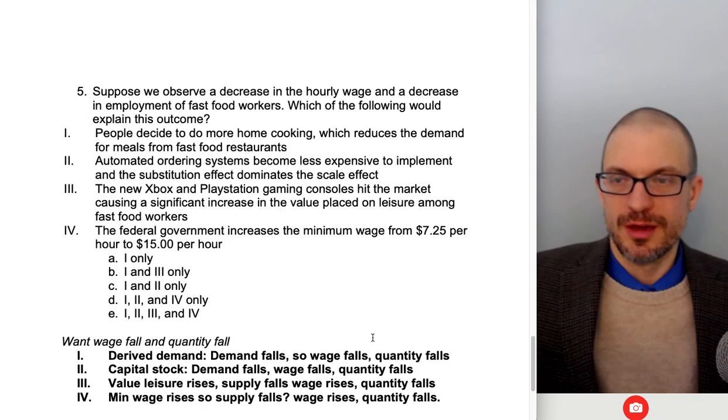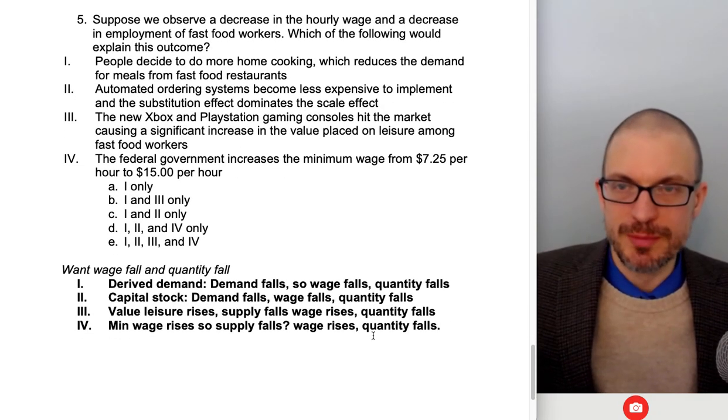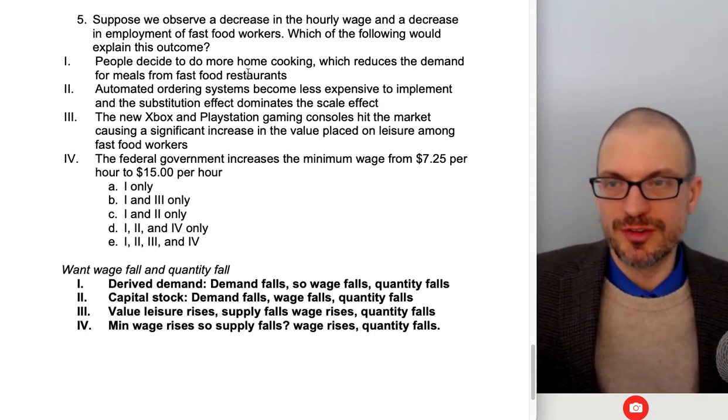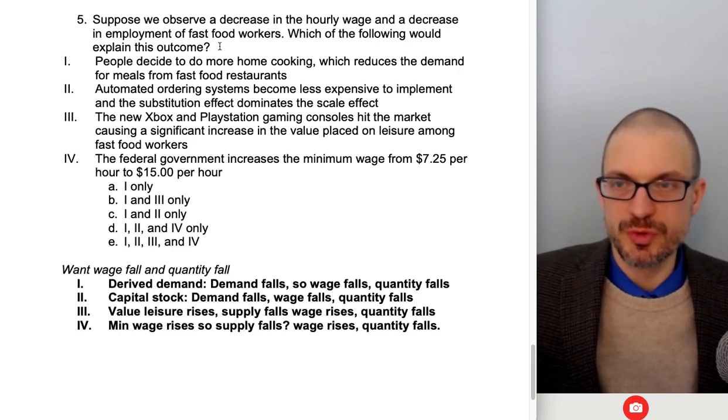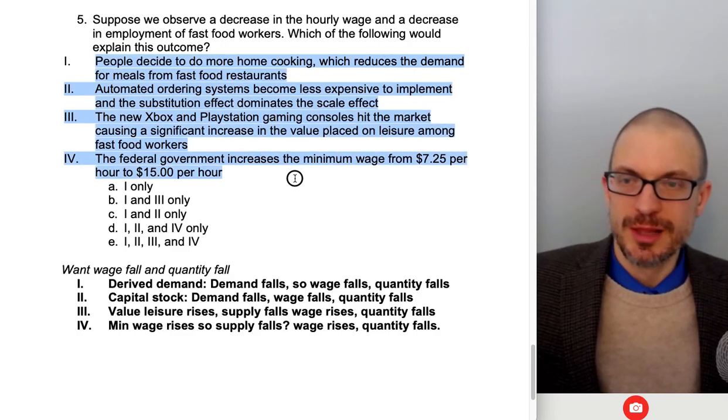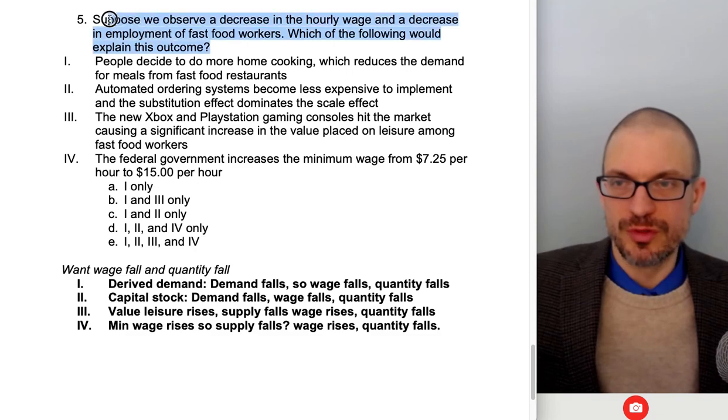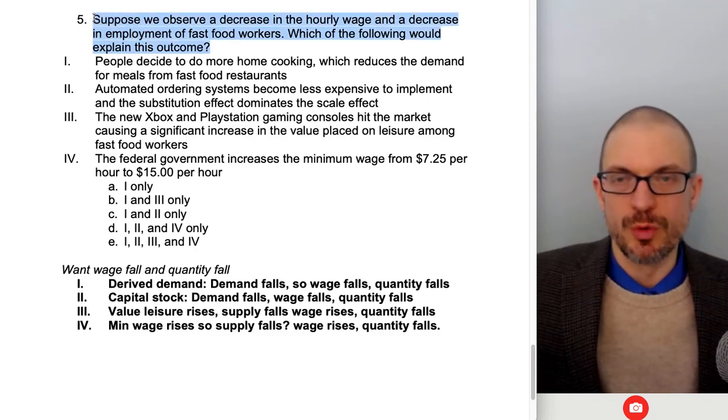All right. And then the last multiple choice. Suppose we observe a decrease in hourly wage and a decrease in employment of fast food workers. Which of the following explain this outcome? Let me address those in a second. First, this is the guidance in terms of what we're looking for.